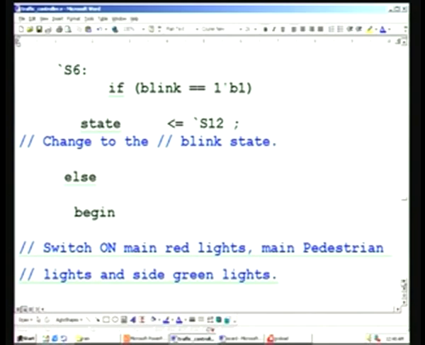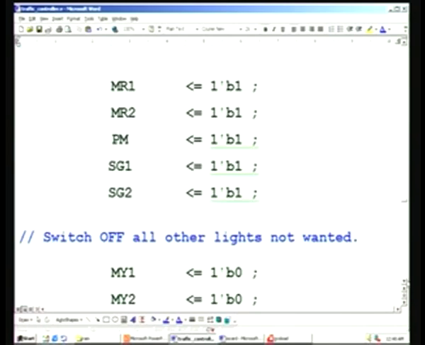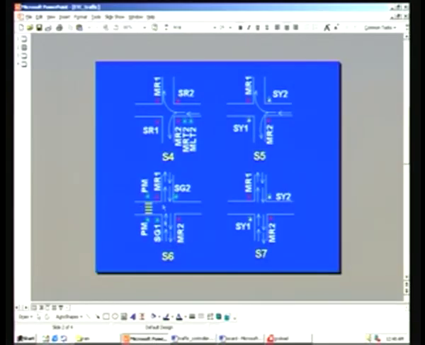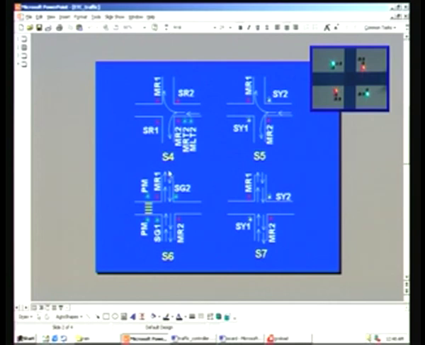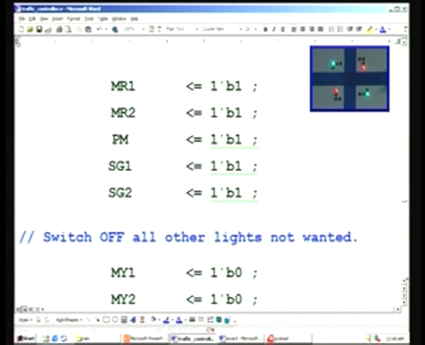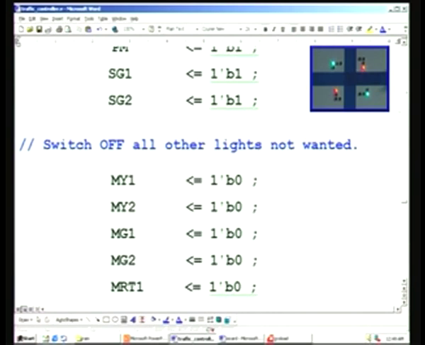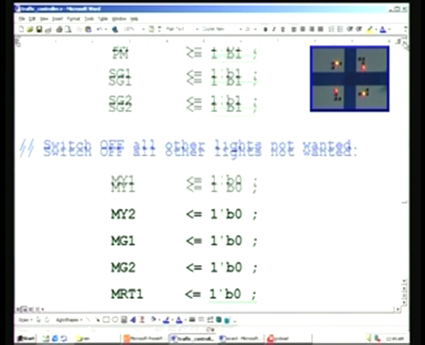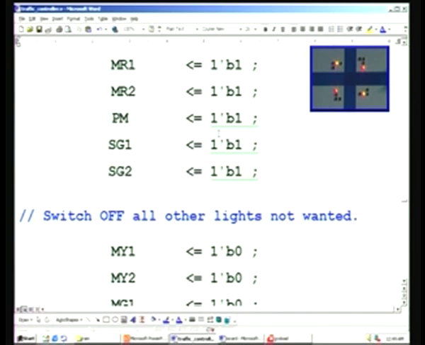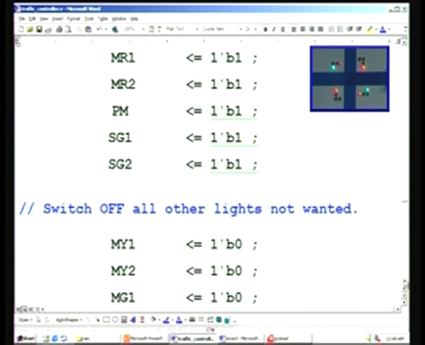Next state is S6 here, once again blink taken into account. This is S6 state, and here what is available is the side main traffic flow, and there is a PM here, and naturally SG1, SG2 only are alive there in that. So, you can see SG1, SG2 and PM is also there. All others are off.